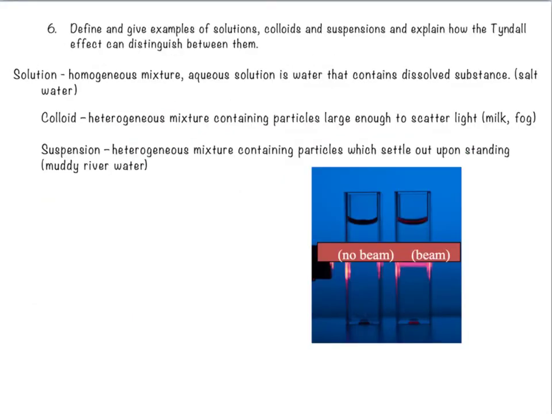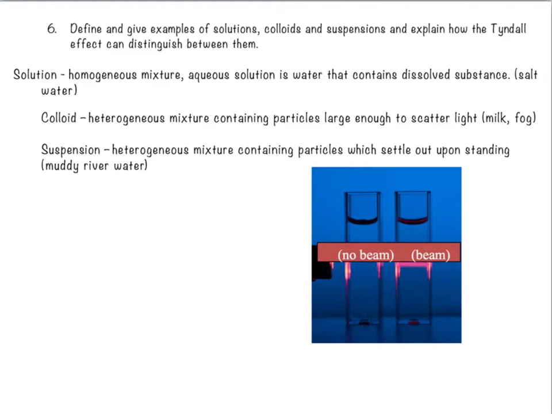All right, for examples of solutions, colloids, and suspensions, and how the Tyndall effect can help you distinguish between them. Basically, a solution is homogeneous, which basically means it looks the same throughout. Aqueous solution is one where water is going to be the solvent, and then the solute is the thing that is being dissolved. So an example like salt water is a solution.